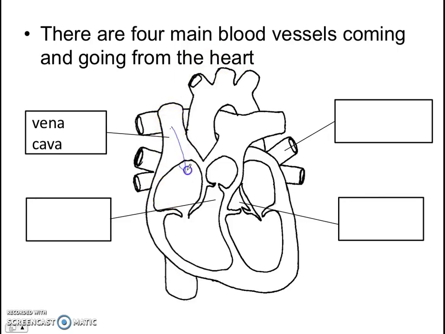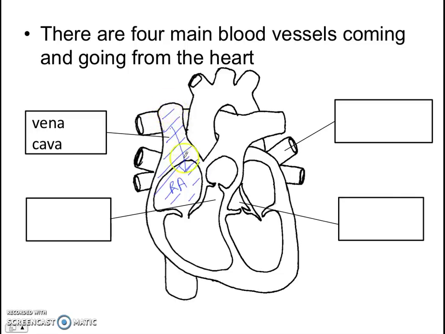brings blood into the right atrium. So this is the right atrium. I'm going to write RA, right atrium. And the vena cava carries deoxygenated blood into the right atrium. So it's this blood vessel here that brings the blood into the right atrium.